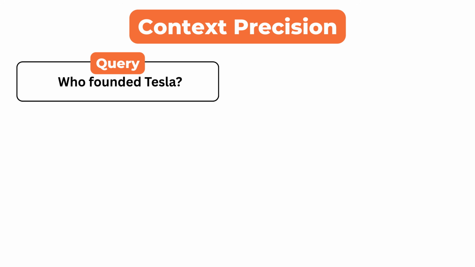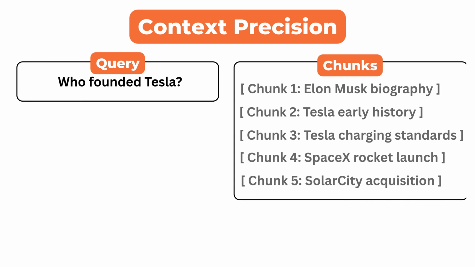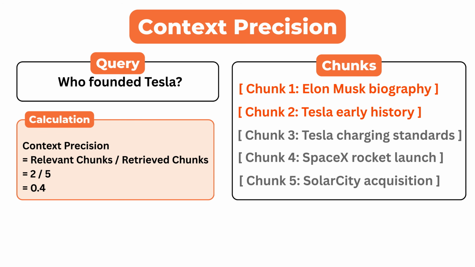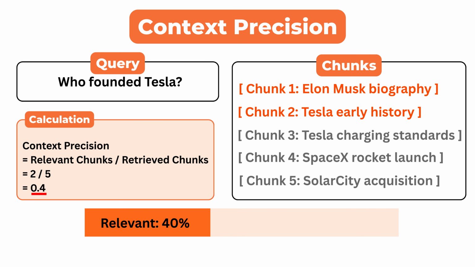Example, if the query is "Who founded Tesla?" and the retriever brings 5 chunks, but only 2 talk about Elon Musk and Tesla's founding, then the context precision is 2 out of 5, which is 0.4. It tells us that the retriever pulled some relevant information, but also a lot of unrelated content.